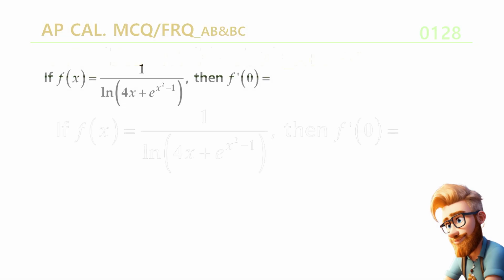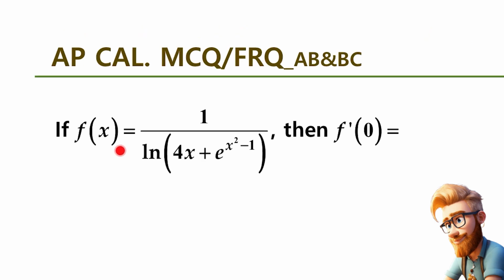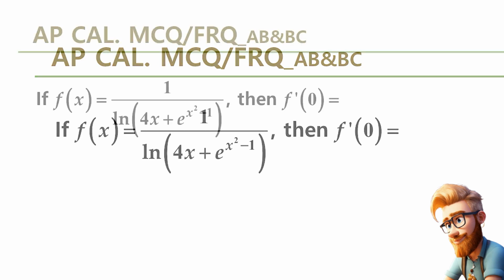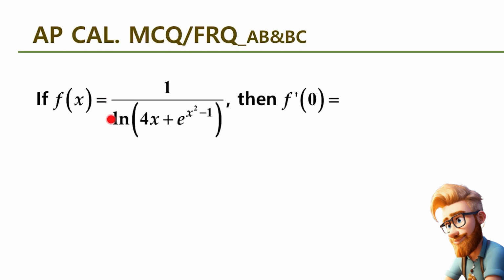Question 128. If function f is defined as this, then the question is, what is the value of f prime 0? So we're going to have to find the derivative of this function, and we're going to substitute 0 for x. Here, this is a rational function, but the numerator is constant. In this case, we don't have to apply the quotient rule.